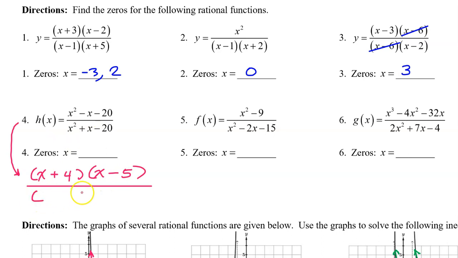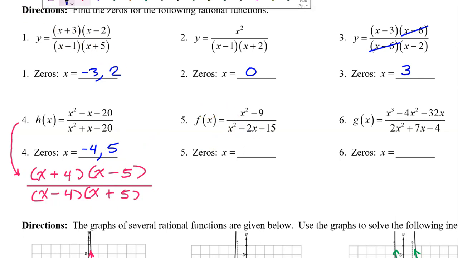Let's factor the denominator in the same way. X squared is x times x. 20 will again factor as 4 times 5. But this time the middle is +1. So I need a -4 and a +5. Nothing cancels out, so I can find the zeros by setting both factors of the numerator equal to 0. So the zeros will be x equals -4 and x equals +5.